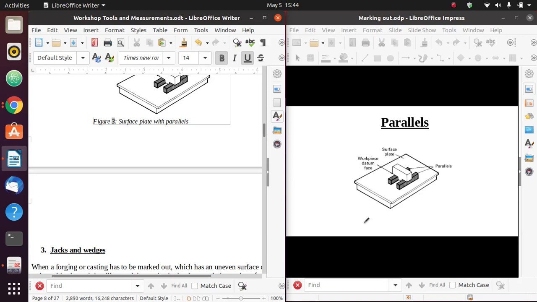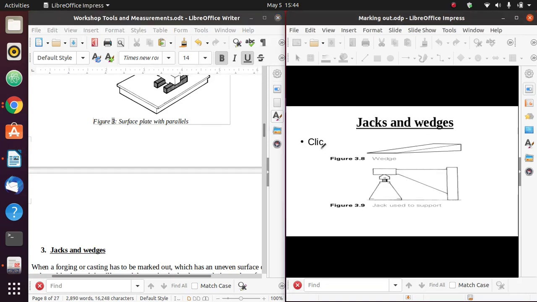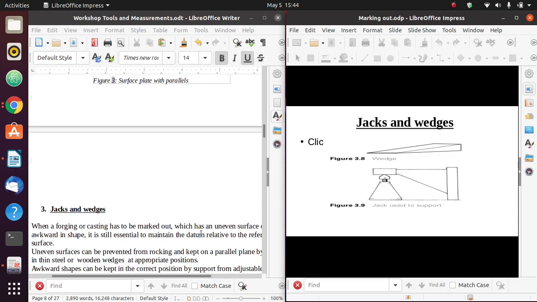Now we have these jacks and wedges. If I have an irregular shaped workpiece, for example a casting or a forge, and I want to mark it, it is the same way, for example when you are doing repairs on a car, you place a wedge between the tires so that the car doesn't move to and fro while you're doing your repairs. It's the same thing, the same concept.